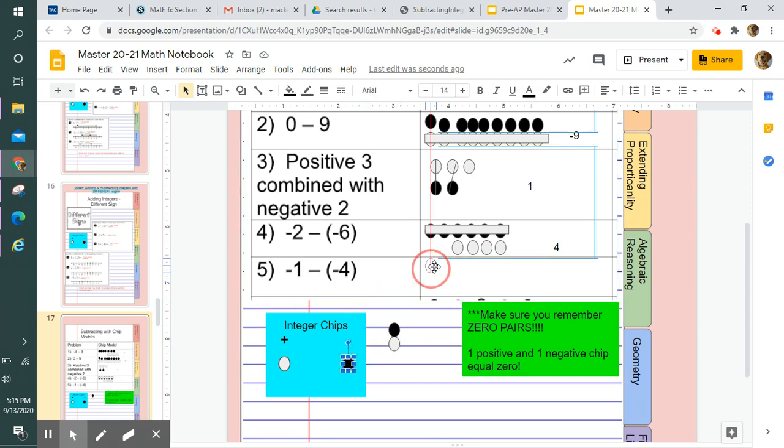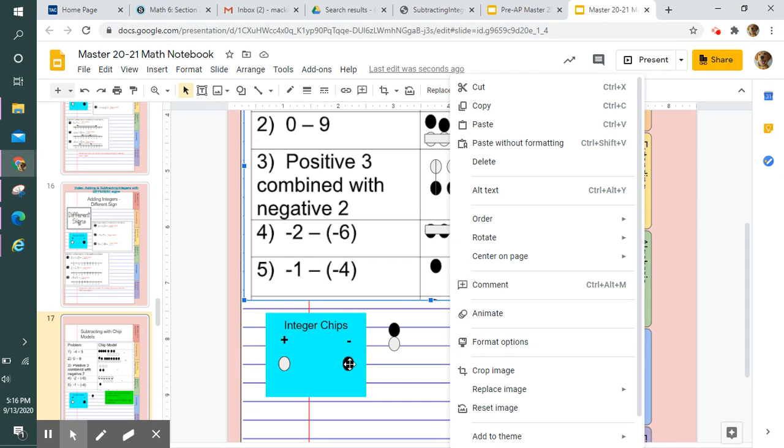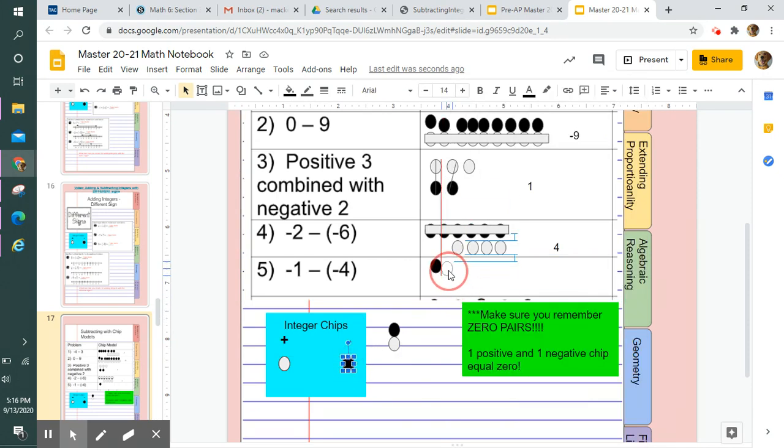Okay, so we're going to start with -1, and it wants us to take away -4. So if I start with 1 negative and I need 4 negatives, that means I need 3 0 pairs to be added. So 1 negative, 1 positive. We need 3 of those. One negative, 1 positive. So now we have 4 negatives that we can take away.